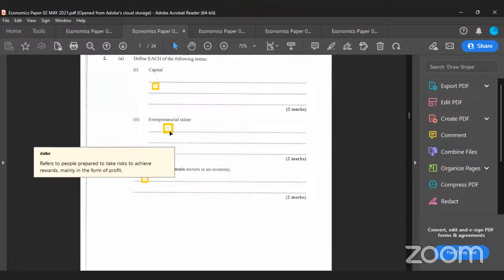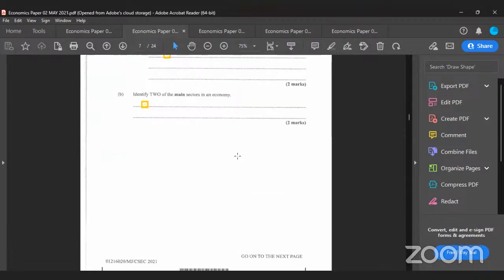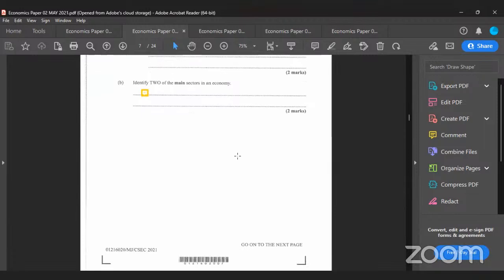Possibly you write the definition and you give an example. That is what my teacher used to say to me. So entrepreneur: people prepared to take risks to achieve rewards, mainly in the form of profit. And then they also asked, just like the year after, to identify two of the main sectors in the economy. And we spoke about those from before.